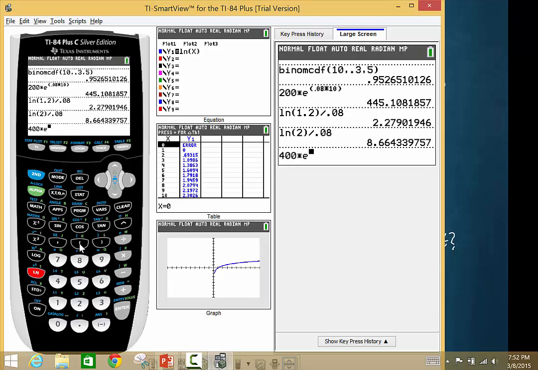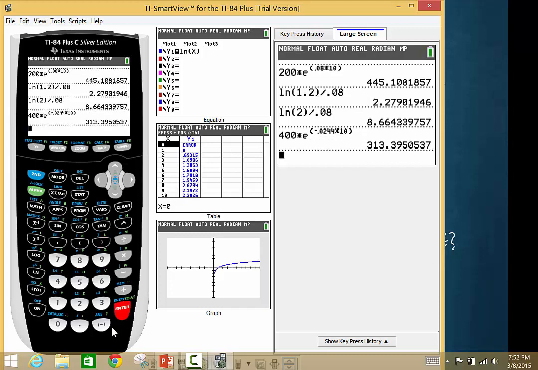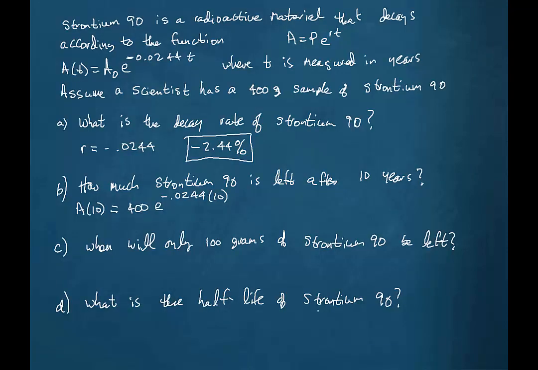Now we're going to multiply up in that exponent, so I'm going to open a parenthesis and put minus 0.0244 times 10. Close the parenthesis and hit enter. And we get 313.4 if we round to one decimal place. And that will be grams.